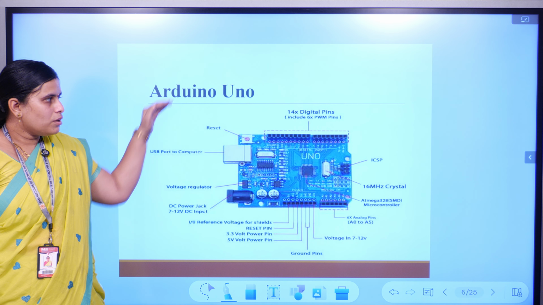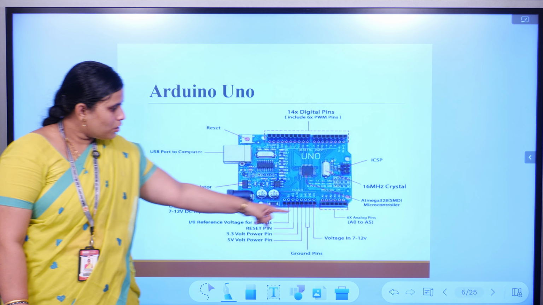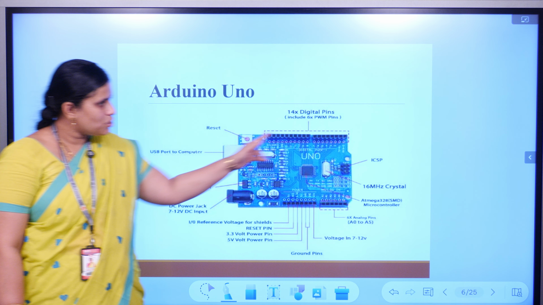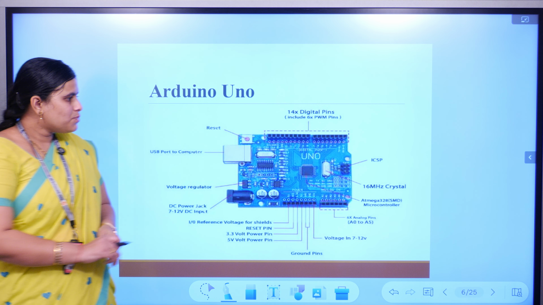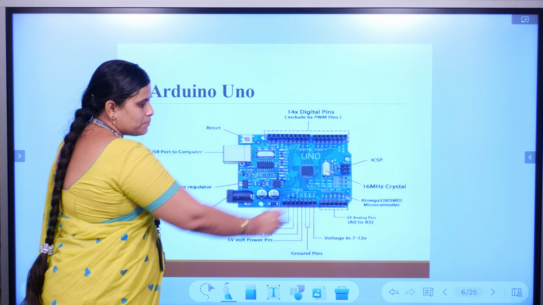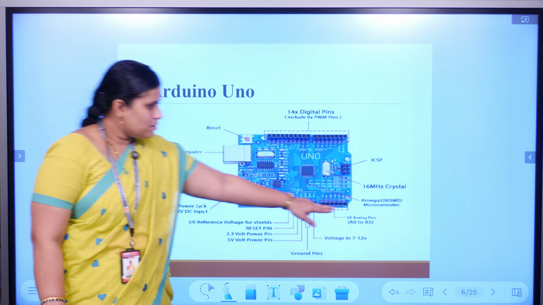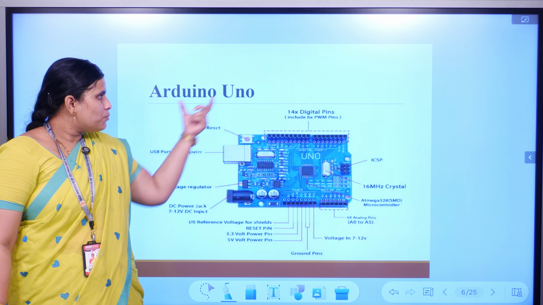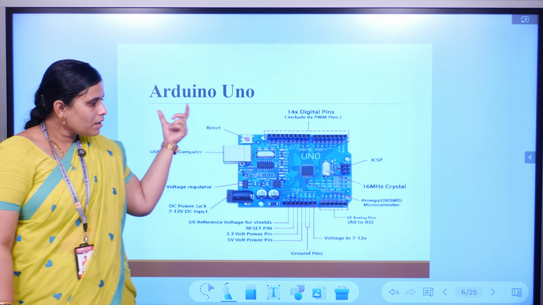Coming to the Arduino board, here we can see the Arduino Uno board. Here we can see the visualization of an Arduino Uno board. In this we have different types of pins and components. We have already discussed that Arduino works based on a microcontroller. So here we have a microcontroller.